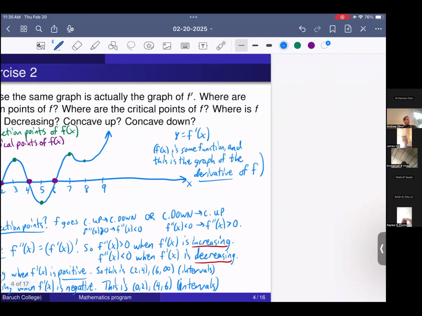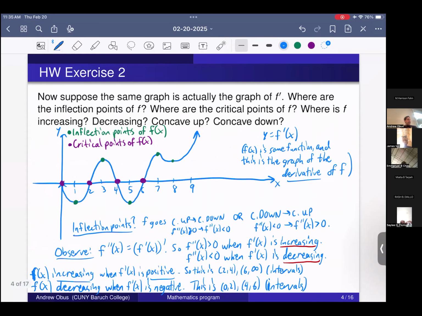All right, so the point of this exercise is that it's asking you a lot of questions about properties of f, whether it's increasing or decreasing, concave up, concave down. All of these things have to do with derivatives of f, the first derivative and the second derivative. But you have to detect that information not from seeing the graph of f, but from seeing the graph of f prime.